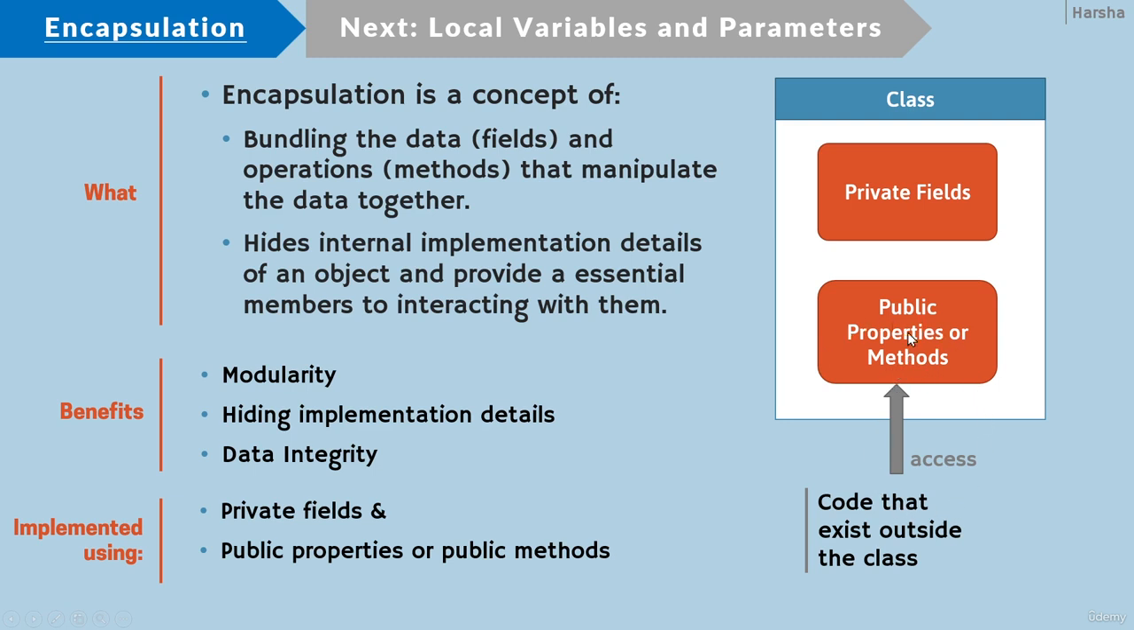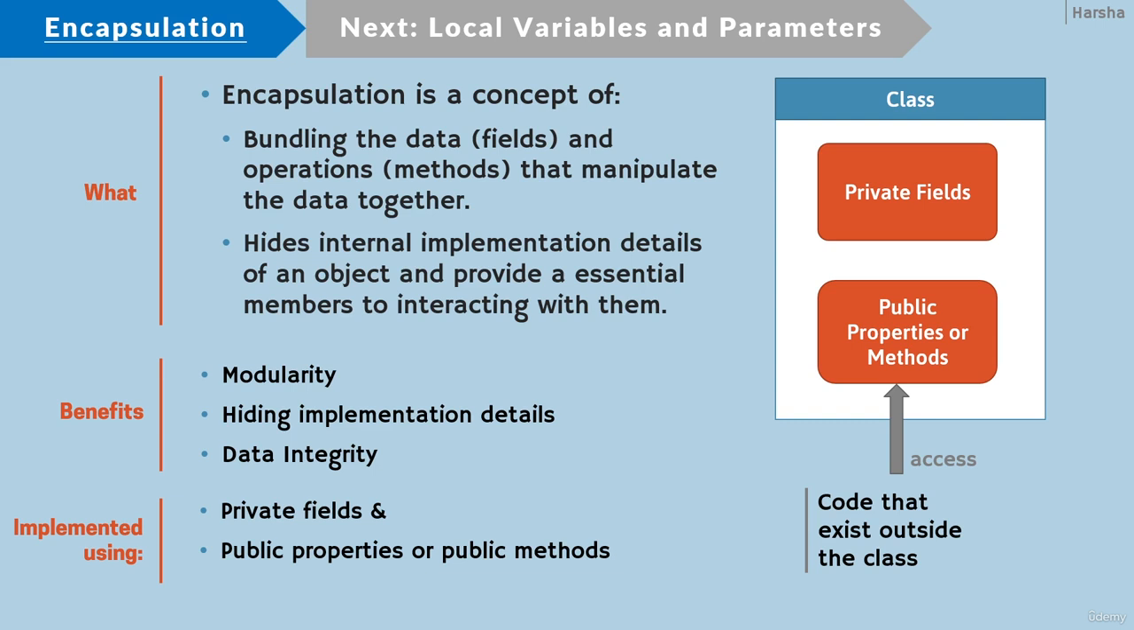For example, from outside the class, you are calling a public method, and the public method can call a private field or private method, right? So that is what is being said. From the code that exists outside the class, you can directly access the public fields or methods, but indirectly access the private fields and methods if they are being called in the public methods.